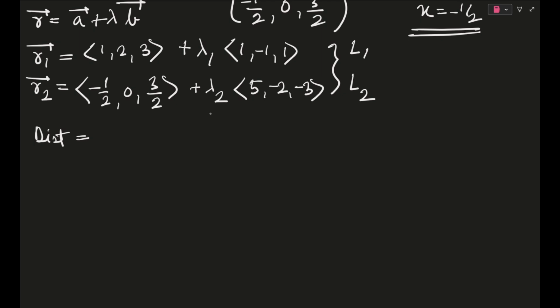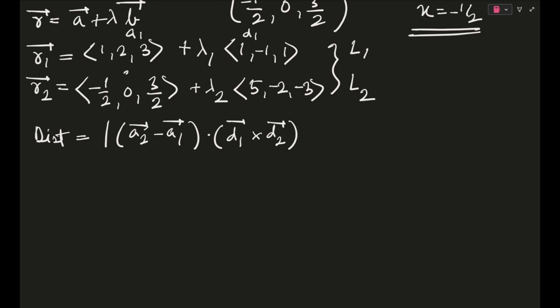Because these two lines are skew, the distance has to be found using this formula: a2 vector minus a1 vector, dotted with d1 vector cross d2 vector. I hope you know what a1, a2, d1, d2 are. This is a1, this is d1, this is a2, this is d2. And this thing is divided by the modulus of d1 cross d2.